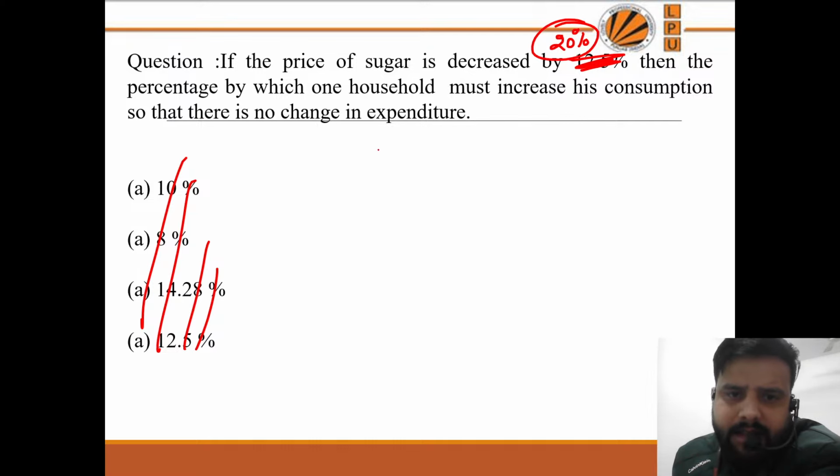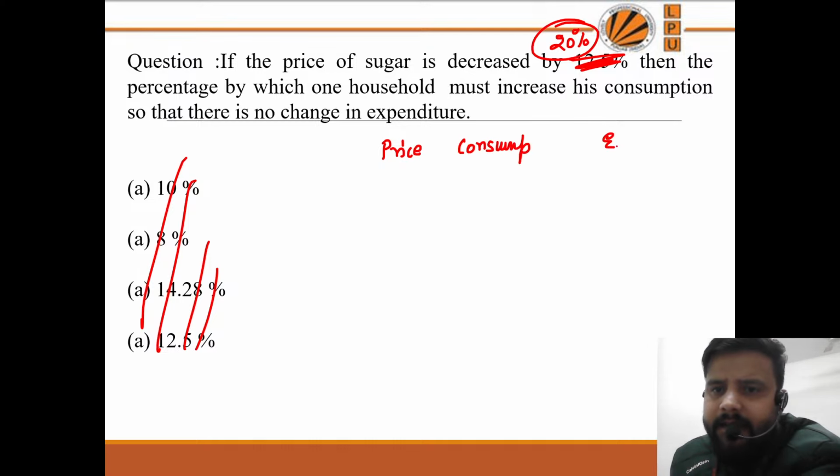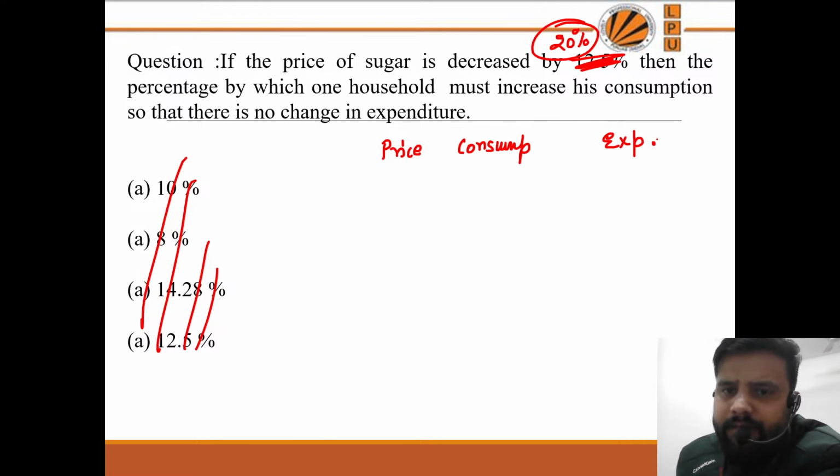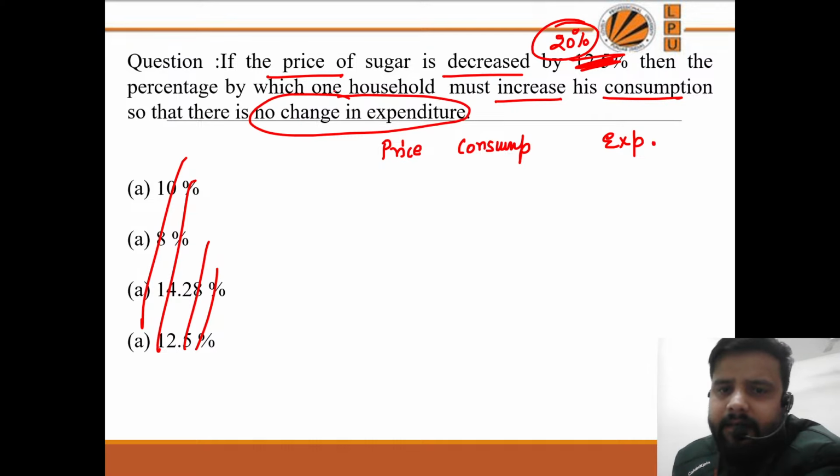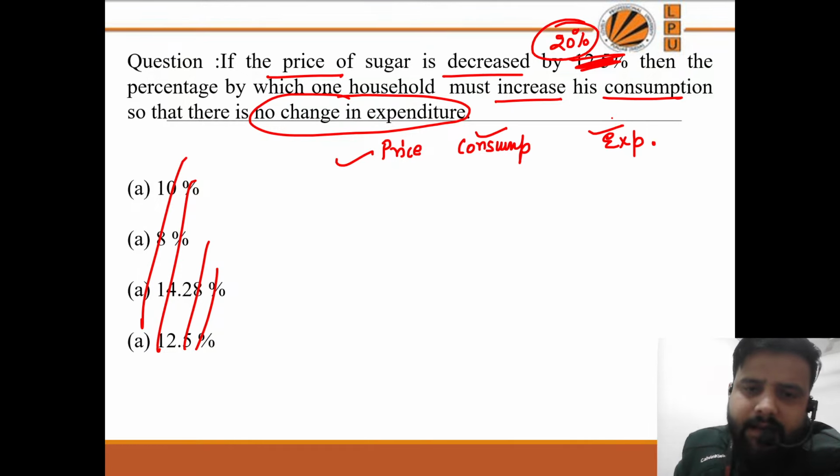See here, there are three things: price, consumption, and expenditure. Let's take an example to understand it. The question says if a price is decreased, how much increase in consumption should there be if there is no change in the expenditure? What do these three terms actually mean? Let's understand with real life examples.